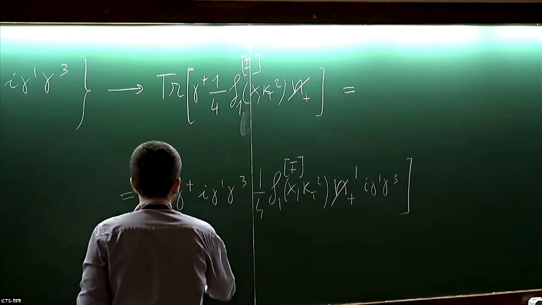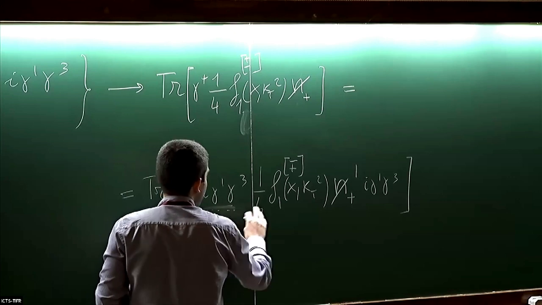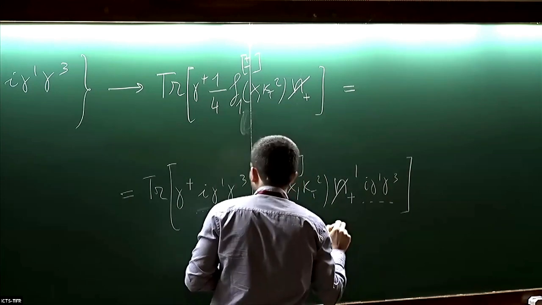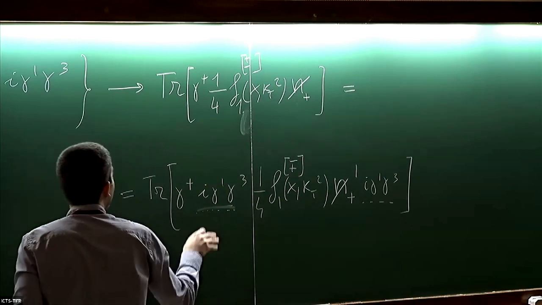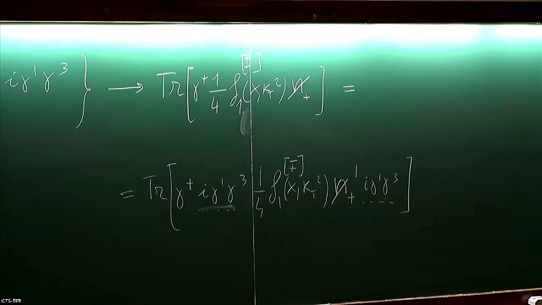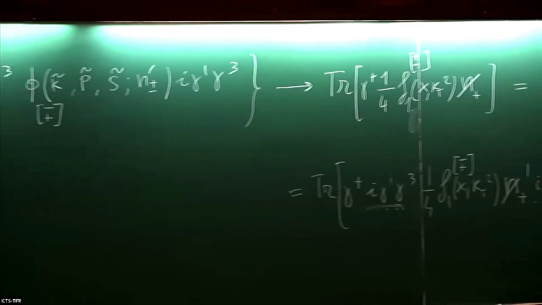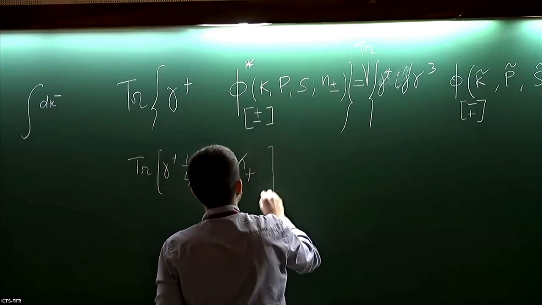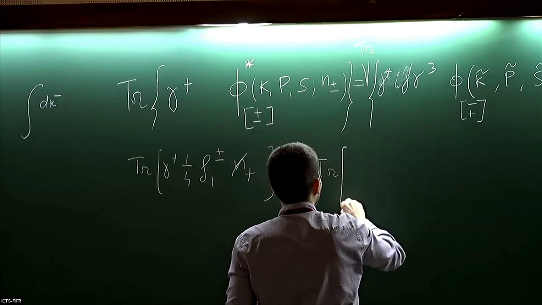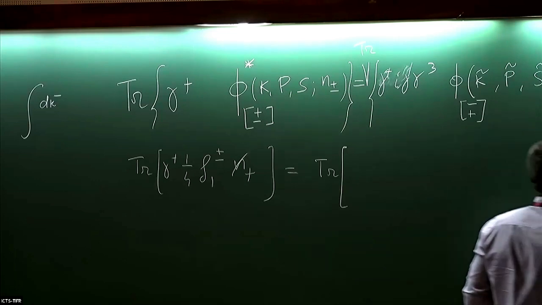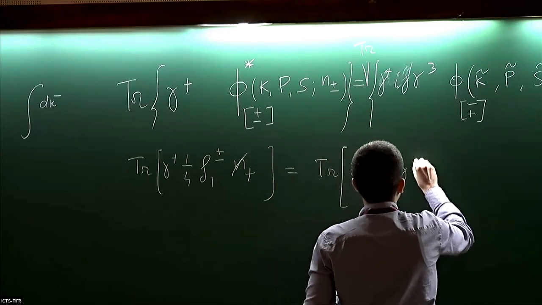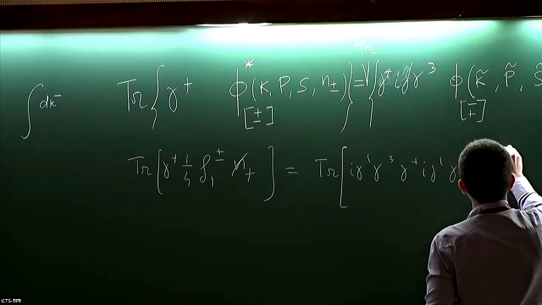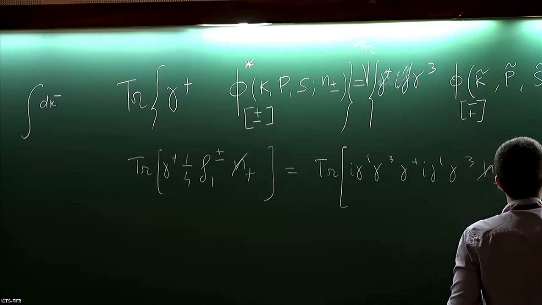Now you can do a cyclic permutation of the arguments of the trace. This I, gamma 1, gamma 3 leave from this side and come back from the other side. Let me write that equation again here. You have the trace of gamma plus, 1 over 4, F1 plus minus, and plus slash, and then you have the trace of I, gamma 1, gamma 3, gamma plus, I, gamma 1, gamma 3, and then you have N plus slash prime, 1 over 4, F1 with the opposite gauge link.